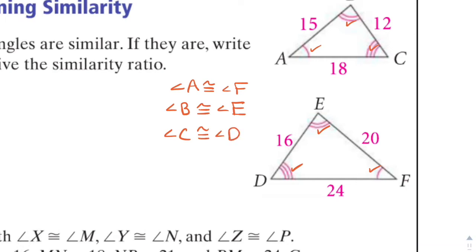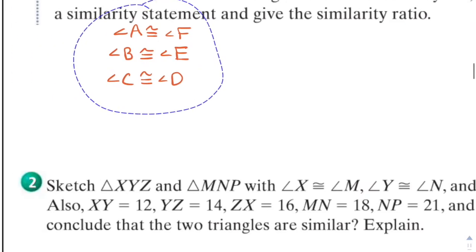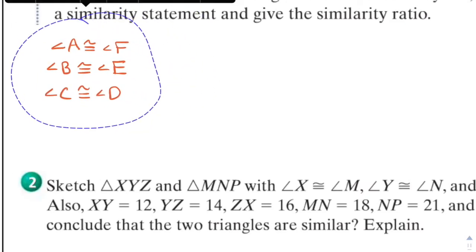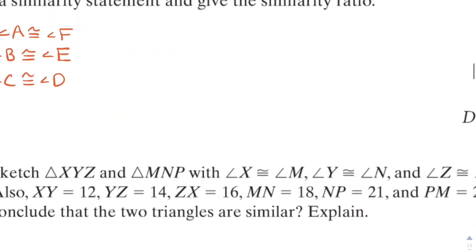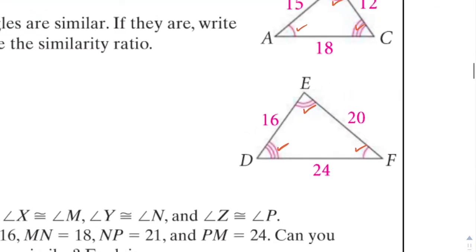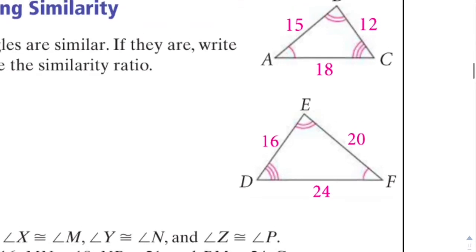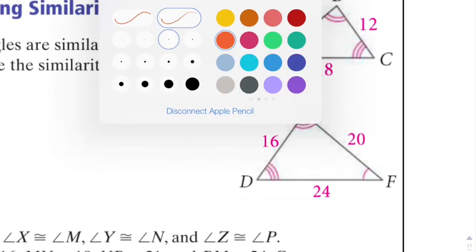Notice it does not go ABC, DEF. It goes ABC, FED. So we need to be cautious that when we set up our proportion and see if they're similar, we are going in the right order. When we look at this proportionality, we need to take the appropriate values.